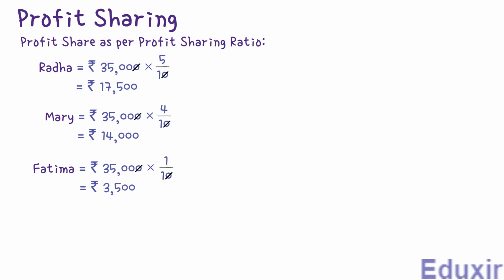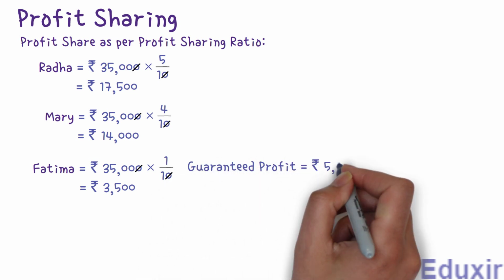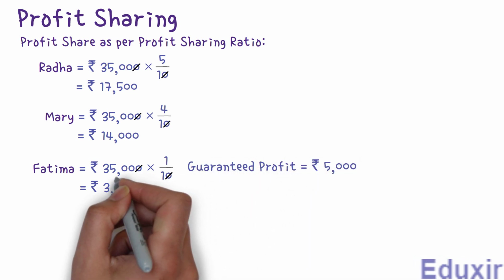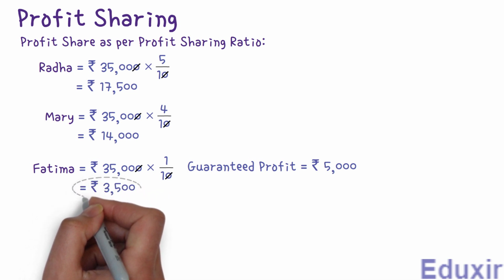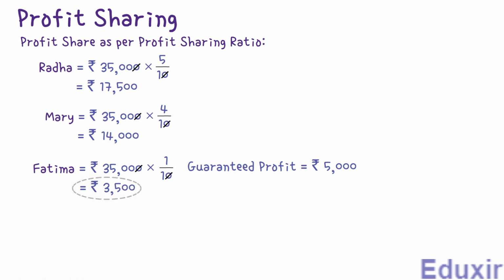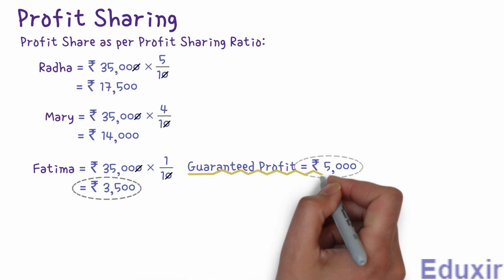But it is given in the problem that the partner Fatima should get a guaranteed profit amount of 5,000 rupees. But as per the profit sharing ratio, we are getting her share of profit as 3,500 rupees. Now this 3,500 rupees is less than 5,000 rupees, right? So we need to find the difference and adjust it from the share of profit of other partners. In other words, we'll reduce the other partners' share of profit and adjust that amount to Fatima's share of profit so that Fatima would get the guaranteed profit amount of 5,000 rupees.